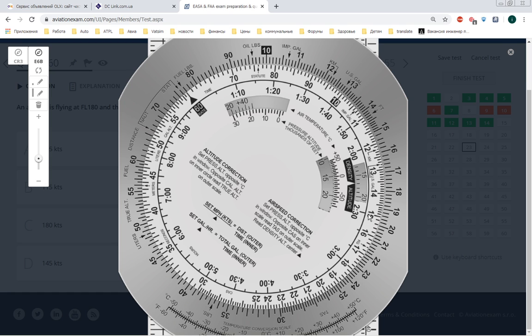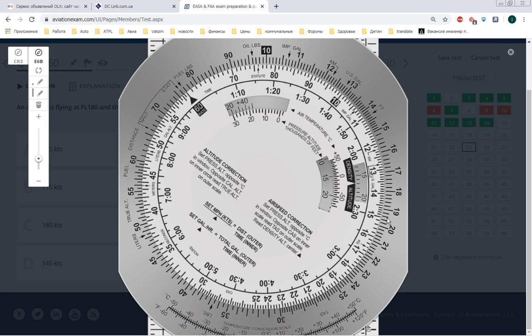Calibrated airspeed is the value which we can see from our airspeed indicator. Actually it shows instrument speed, but I would say it's calibrated because there is some calibration, and actually we see not instrument but calibrated airspeed.